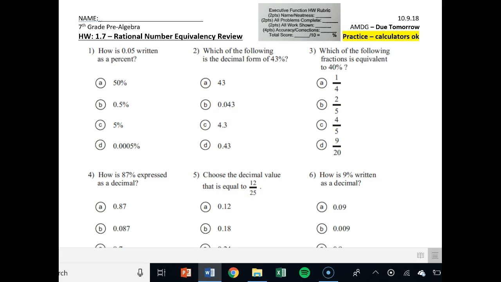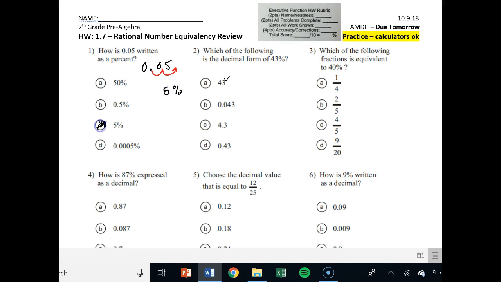So, number one, it says, how is 0.05 written as a percent? Again, you can always double check this in your calculator, but a good way to show work is to say, all right, I know what 0.05 is as a decimal. And then to go from a decimal to a percent, I swoop twice to the right from the decimal. That leaves me with 5, making 5%.